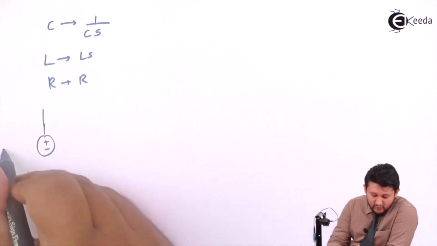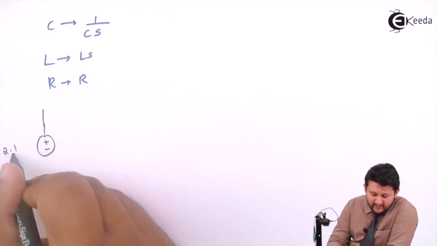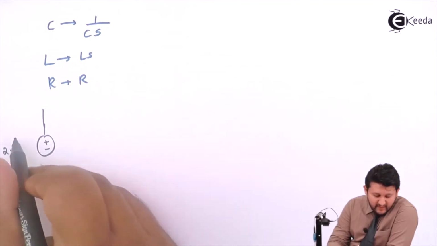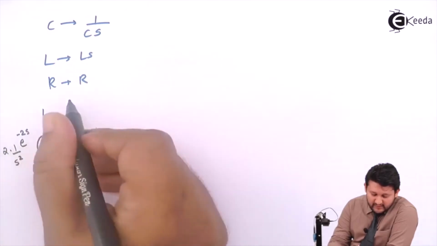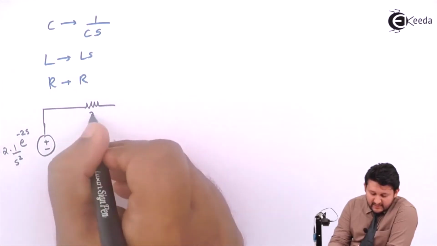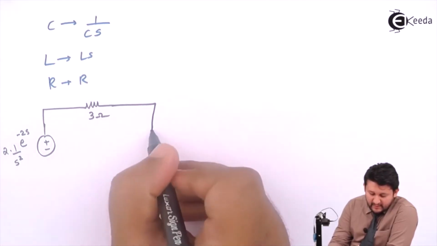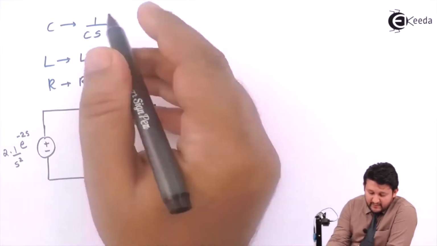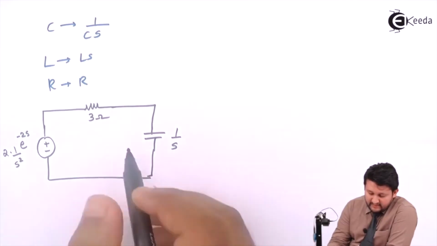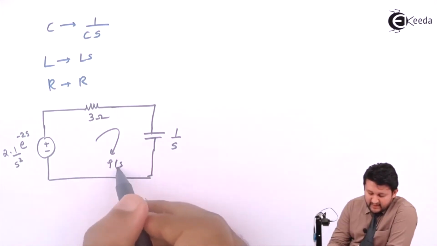The source, r(t) will be 1 upon s square, and for t minus 2 it will be e raised to minus 2s. In series with the resistance of 3 ohms, a capacitor which you have as 1 farad. The value for C is 1, so it will be 1 upon s. So over here you will be getting I(s).